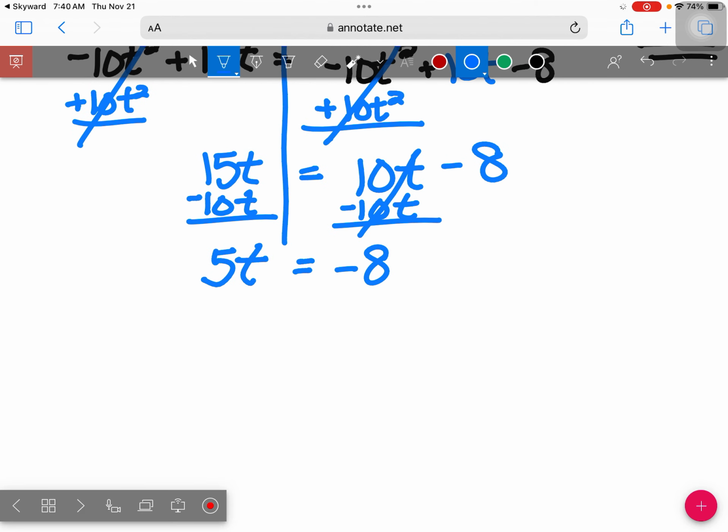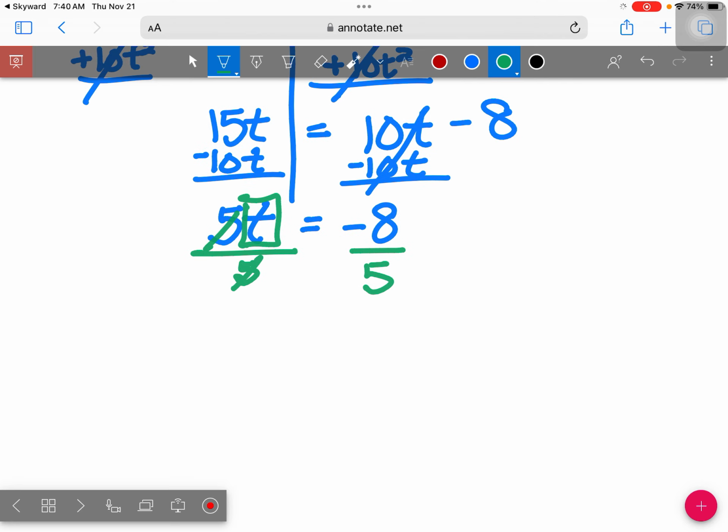Okay, and you're like, hey, that doesn't seem to work. It's okay. Trust the process. I am solving for t. Right now, t is being multiplied by 5, so I divide by 5. I divide by 5. The 5's simplify out, and t is equal to the fraction -8/5.